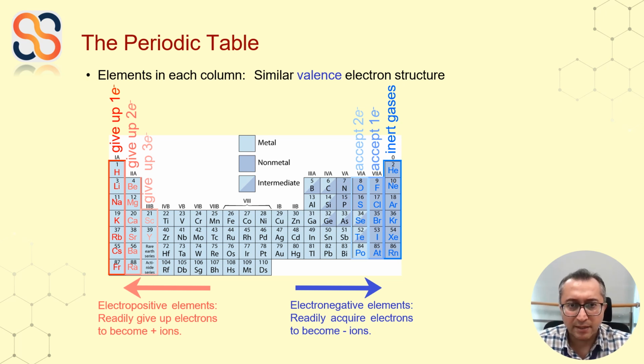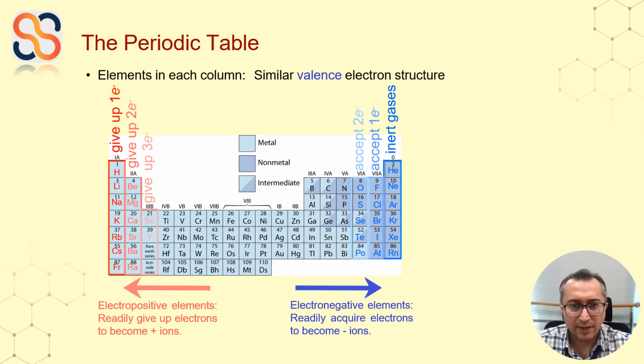Now, let's break it down a bit more. We have electropositive elements. These elements are keen to give up electrons to form positive ions or cations. For example, elements in group 1 like sodium readily give up one electron to become Na+. Similarly, group 2 elements like magnesium will give up two electrons to form Mg2+.